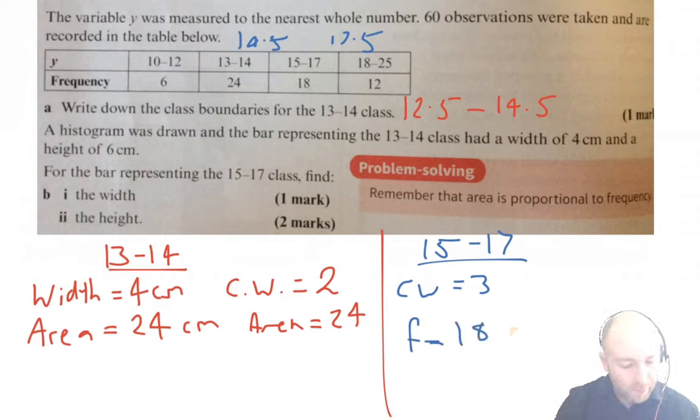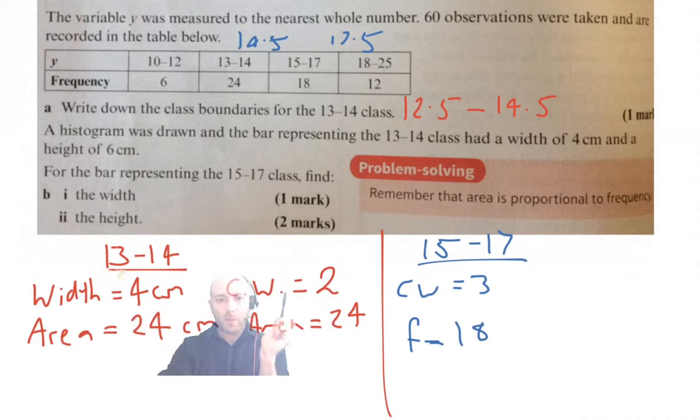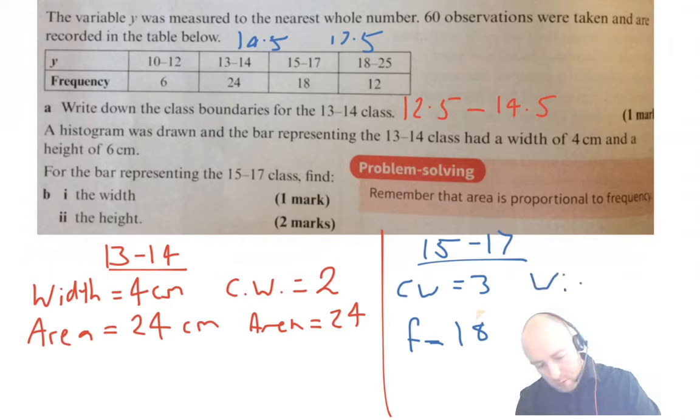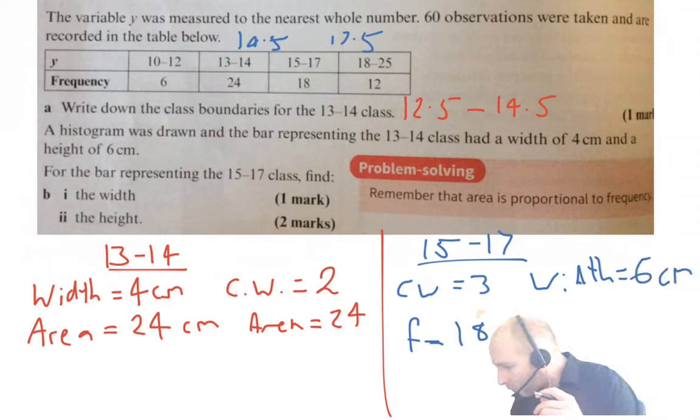So, right, in the first case, a class width of 2 was a width of 4. So we doubled it. 2 times 2, 4. So we're going to times this by 2 to get a width of 6. Which, looking at the chat, you guys all managed to get.